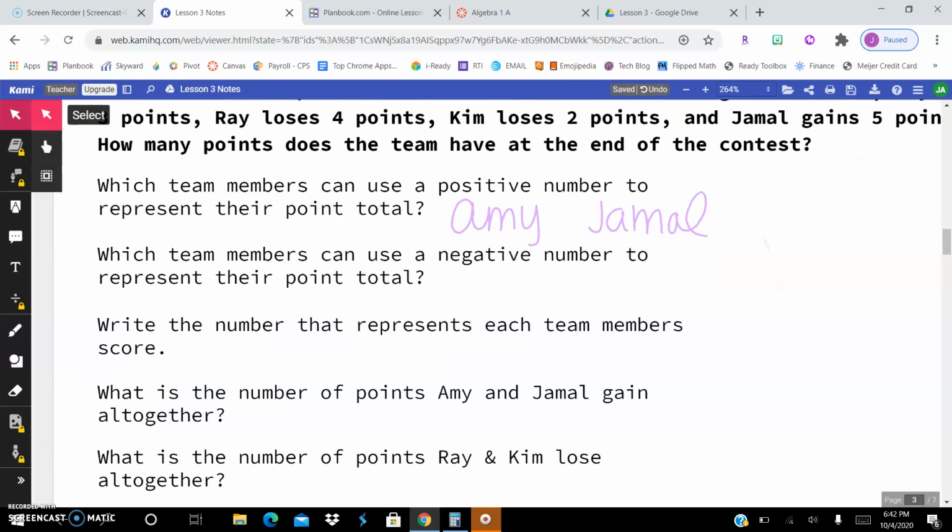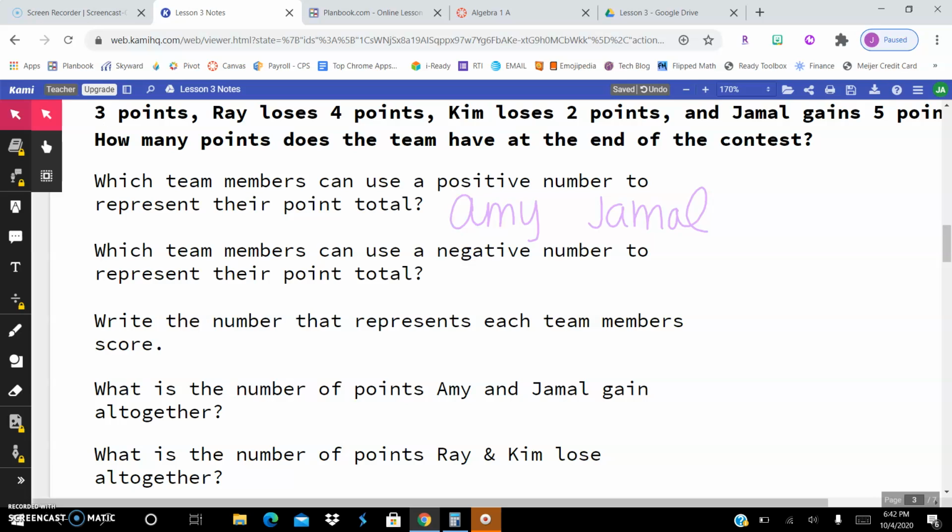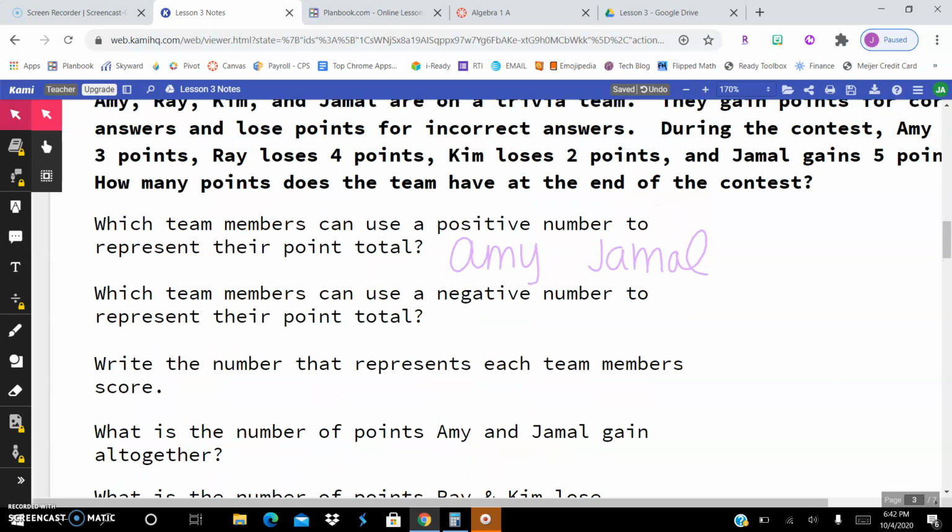And then the next question is, which team members can use a negative number to represent their point total? And those would be the two players that lost points, and that would be Ray and Kim.